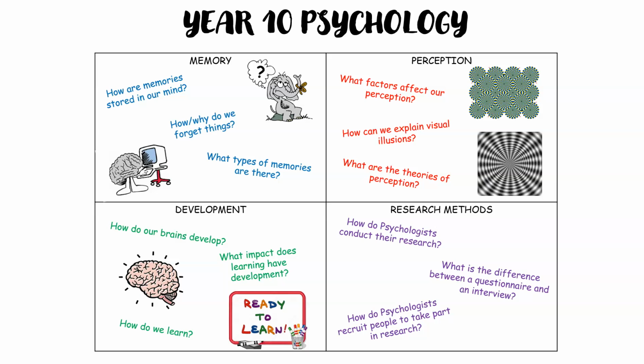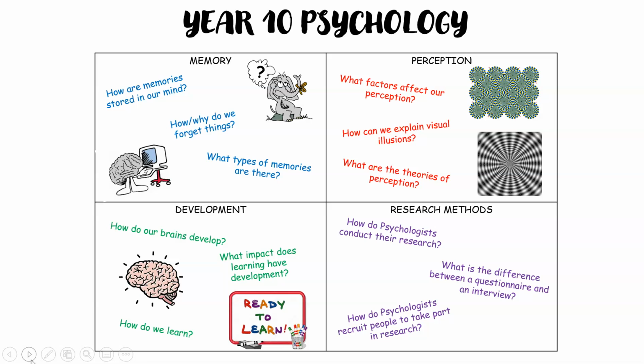And then we look at research methods, a really, really important topic. How do psychologists actually conduct their research? So we look at lots of different research methods. For example, you might do some questionnaires, you might do some interviews, you might have a look at how experiments are carried out, you'll have a look at some of the most famous experiments in psychology, and we look at that topic of research methods.